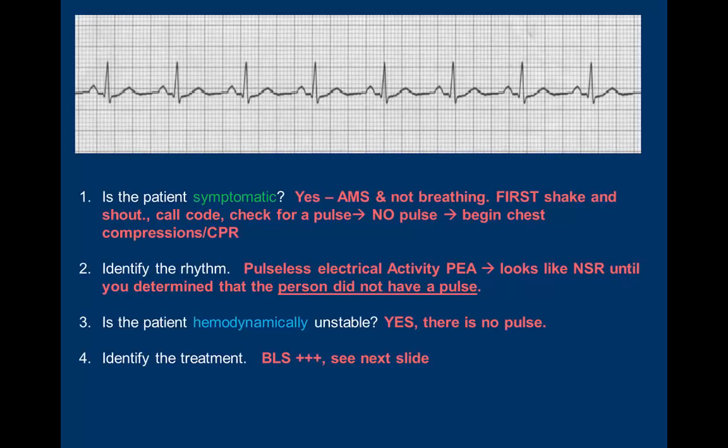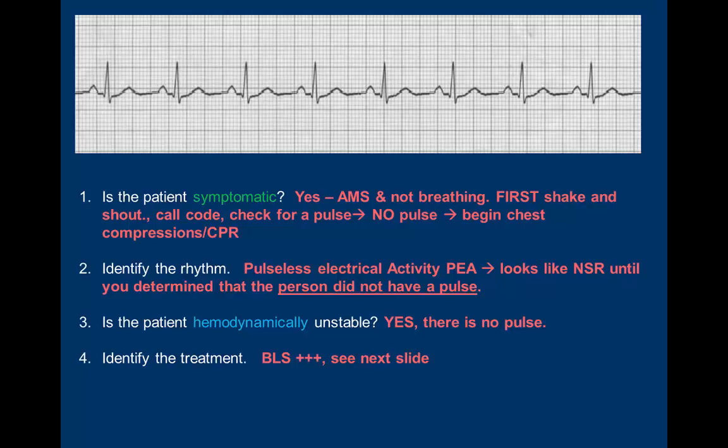What do we do for him? Well, first of all, is the patient symptomatic? Well, yes, he has altered mental status and he's not breathing. So as you shake and shout and you call the code, you check for a pulse and you do not feel a pulse.